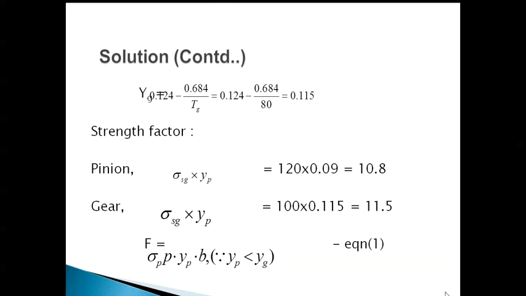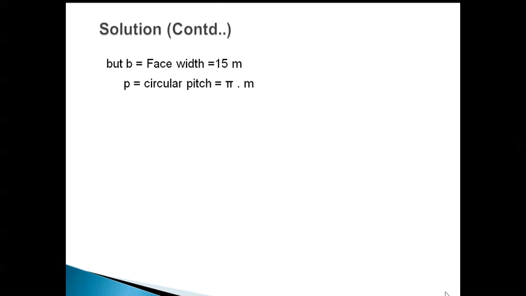So here Yg is greater than Yp, so that's why we use the Lewis equation on the weaker one. So that's why we need to take the pinion. So F equals sigma p into P into Yp into b. Here b is face width, that is 15 into m. Pc is circular pitch, that is pi into m.